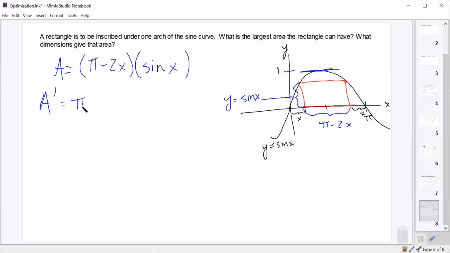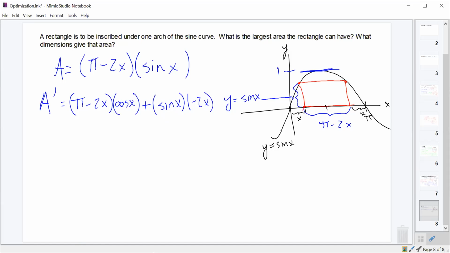All right, so what's A prime? Product rule, right? Pi minus 2x times the derivative of sine x, which is cosine x, plus sine x times the derivative of pi minus 2x, which is negative 2. And that equation is one that I don't think you're going to be able to solve without a graphing calculator.